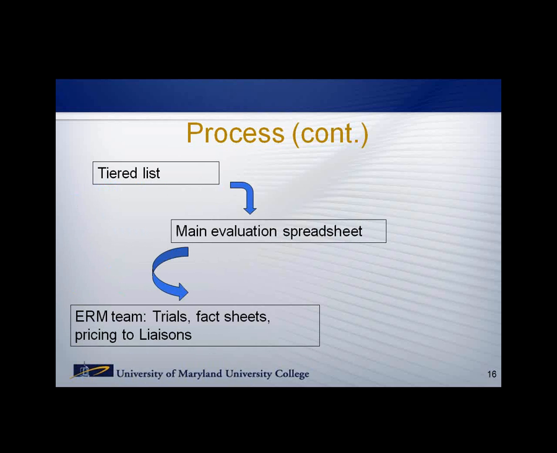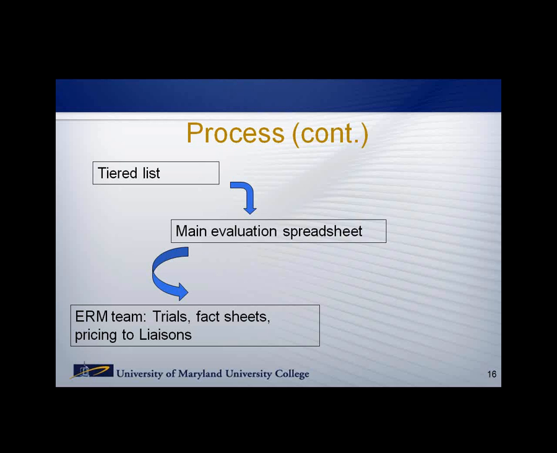The ERM team then informs the library subject liaisons. You may have similar subject liaisons or librarians at your library. And these liaisons in turn distribute the list to academic departments and faculty to alert them about potential electronic resource changes in their subject areas, and they request their feedback on the tiered list that we came up with. And we really take this list very seriously.